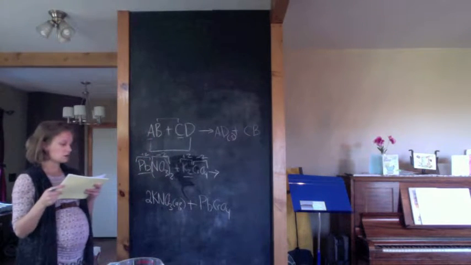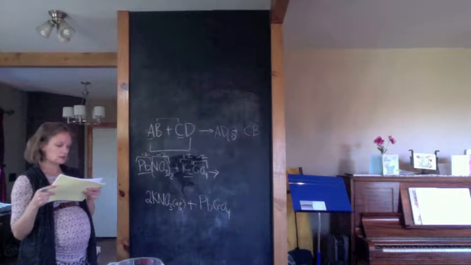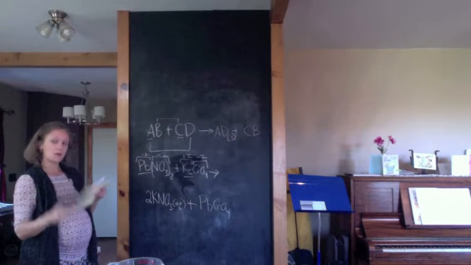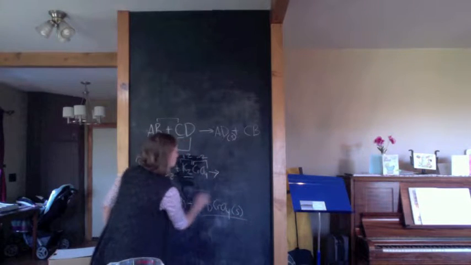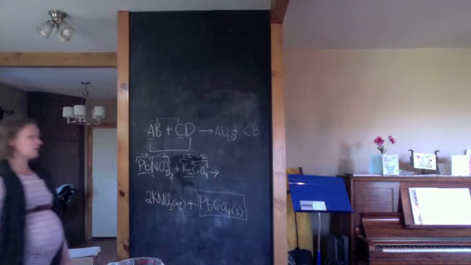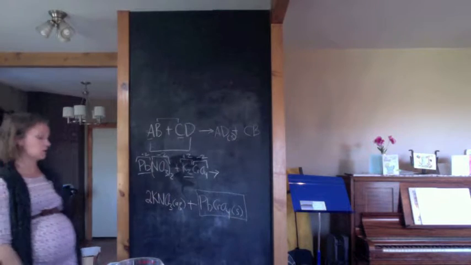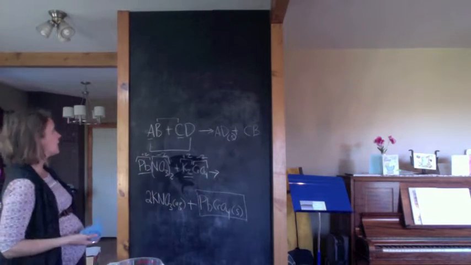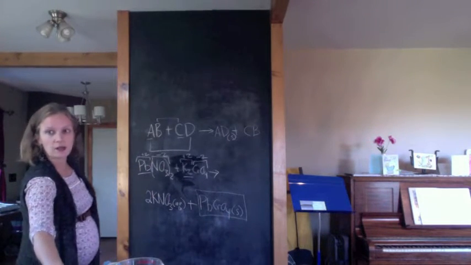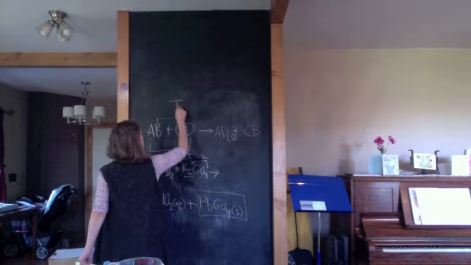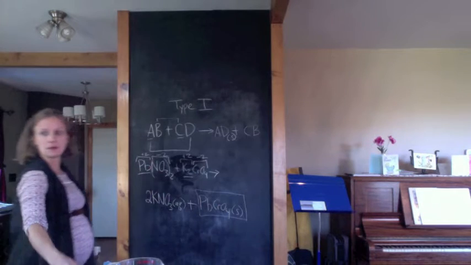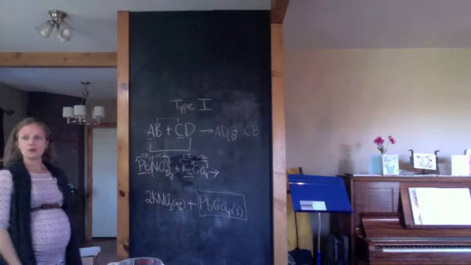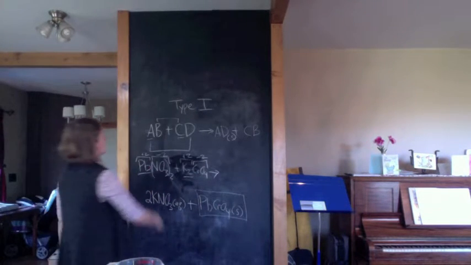And based on our solubility rules, we can see that chromate is insoluble. That's rule number 6. So this would be our solid. That would be a precipitate that you see at the bottom of your test tube. Okay, so these are type 1 reactions. Type 1 double replacement. Type 2 is acid-base. So I'm going to show you that.